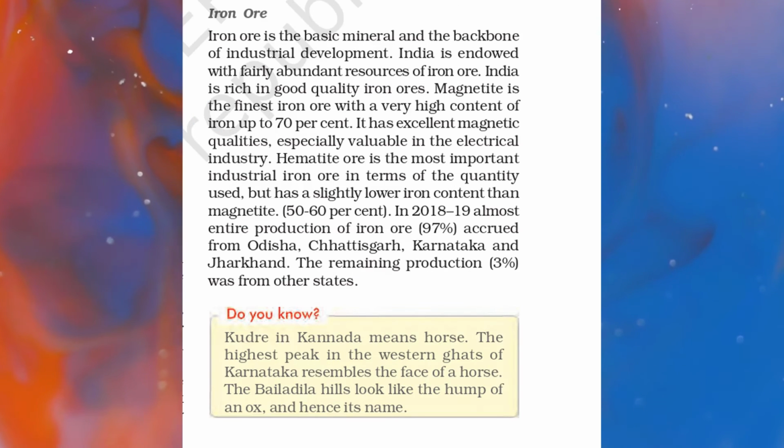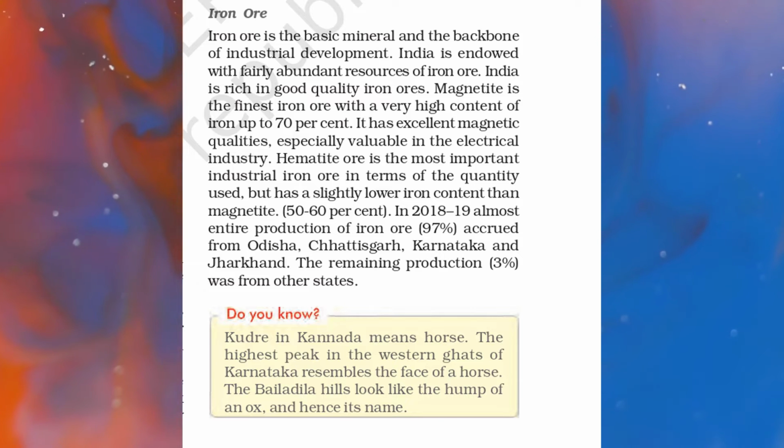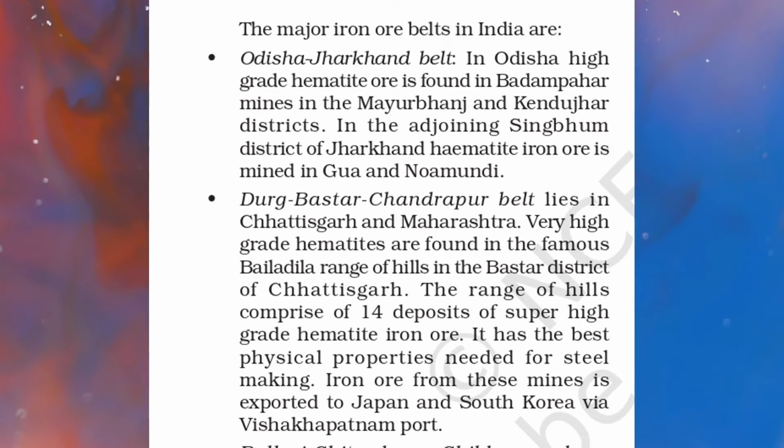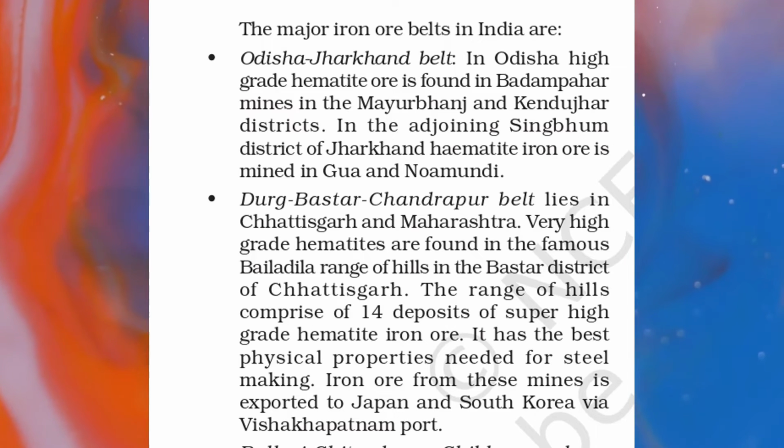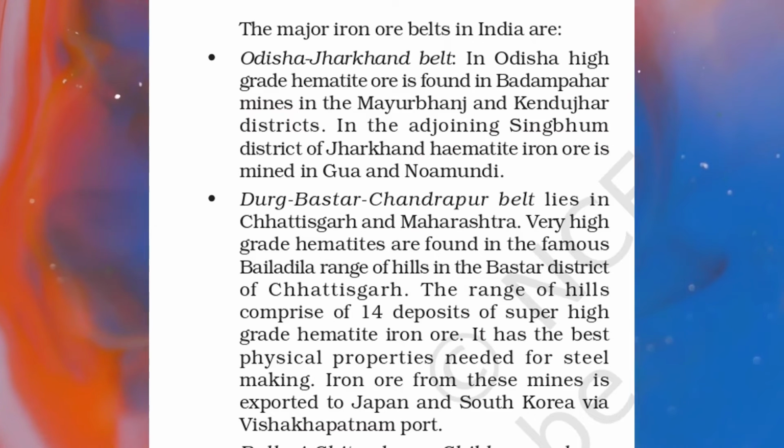Did you know? Kudre in Kannada means horse. The highest peak in the Western Ghats of Karnataka resembles the face of a horse. The Bailadila hills look like the hump of an ox, and hence its name. The major iron ore belts in India are: Odisha-Jharkhand belt. In Odisha, high-grade hematite ore is found in Badampahar mines in the Mayurbhanj and Kendujhar districts. In the adjoining Singhbhum district of Jharkhand, hematite iron ore is mined in Gua and Noamundi.